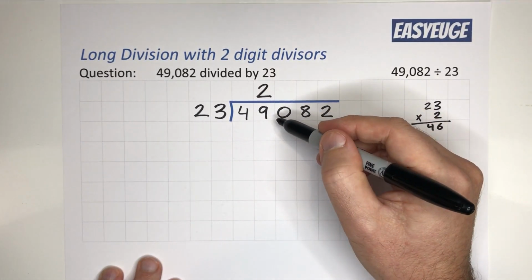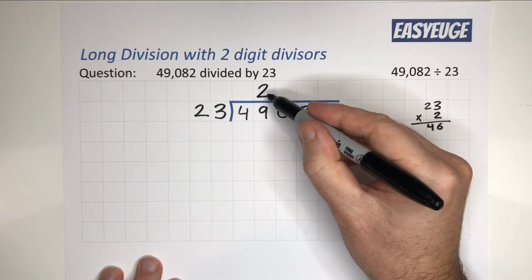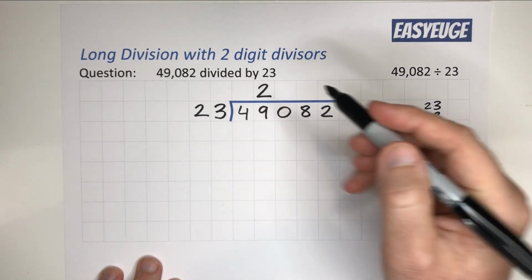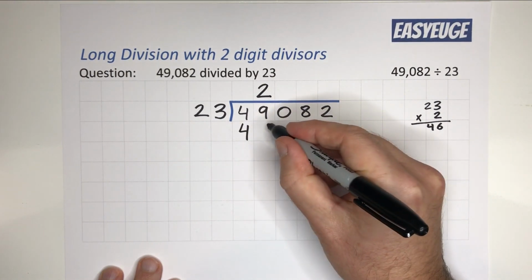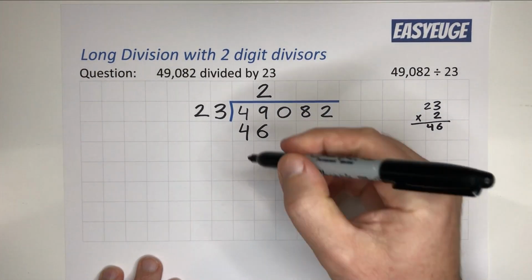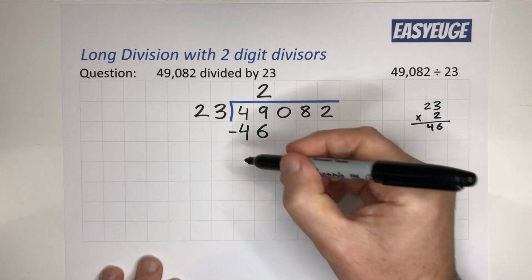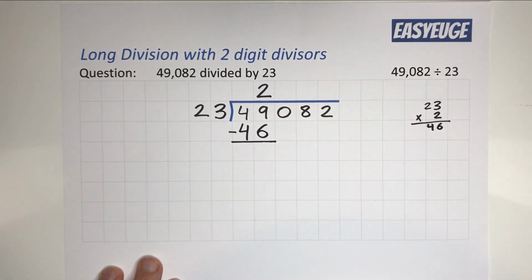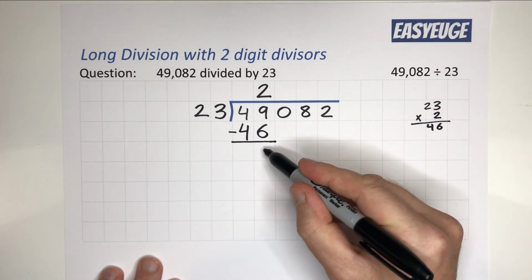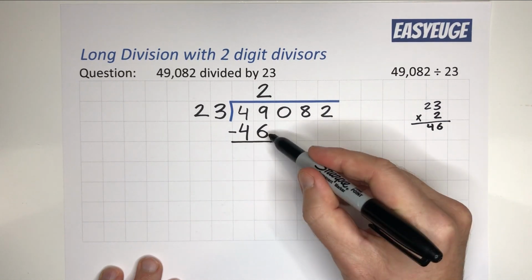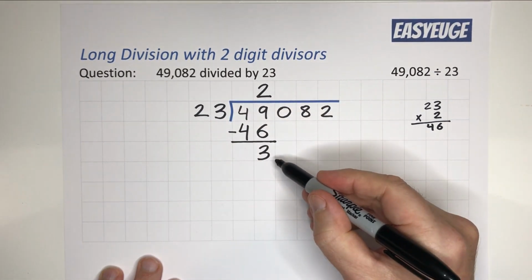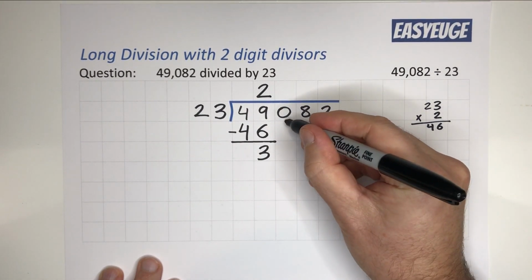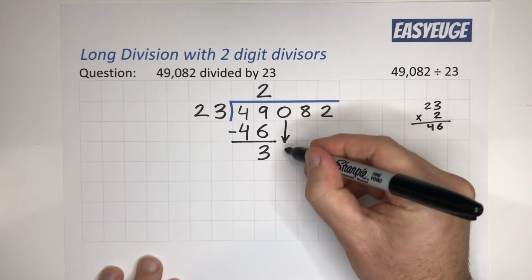And let's do the check to see what the remainder is. 2 23s we know is 46. So let's write down 46. We will subtract these two numbers, draw our answer line to get the remainder. 9 take away 6 is 3. Okay, great. 23 won't divide into 3, so we'll need to bring down another number. Let's bring down that 0.